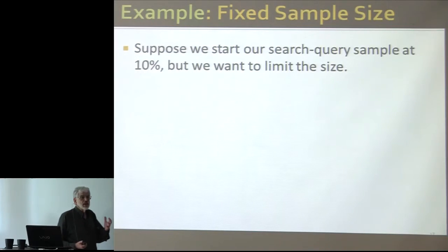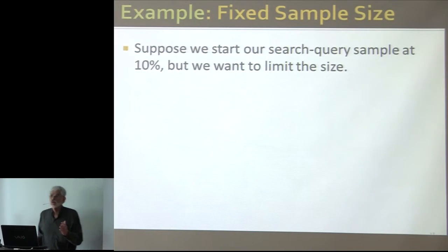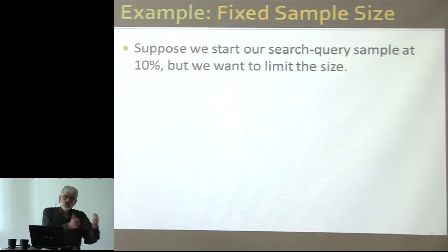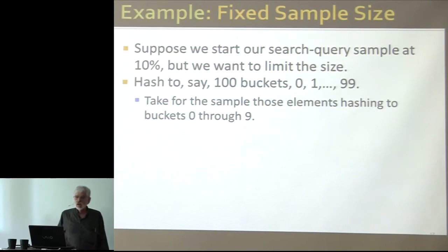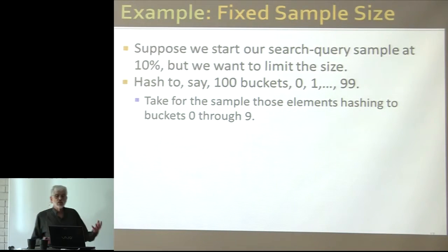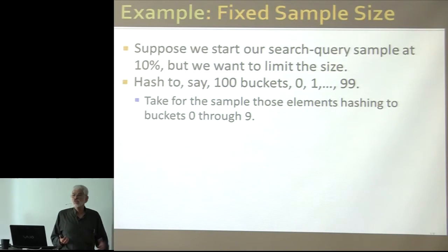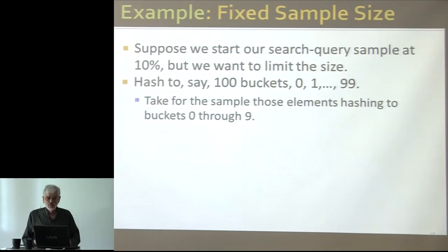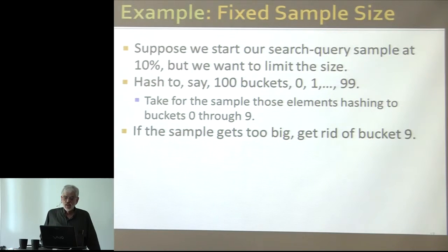So we'd like a 10% sample, but as the stream comes in, if that sample gets too large, we might want a smaller sample. Then let's say I hash to 100 buckets. Again, I want a 10% sample, so I'll take buckets 0 through 9. Or I could pick any 10 buckets I liked, but let's just say 0 through 9 to be concrete.